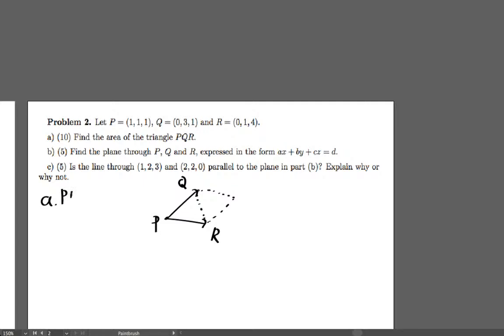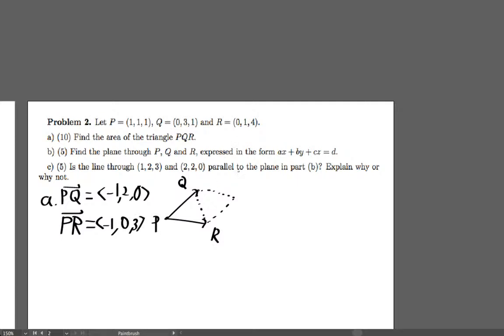So, vector PQ is Q minus P. That's (-1, 2, 0). Okay, and then for PR, this would be the vector (-1, 0, 3).